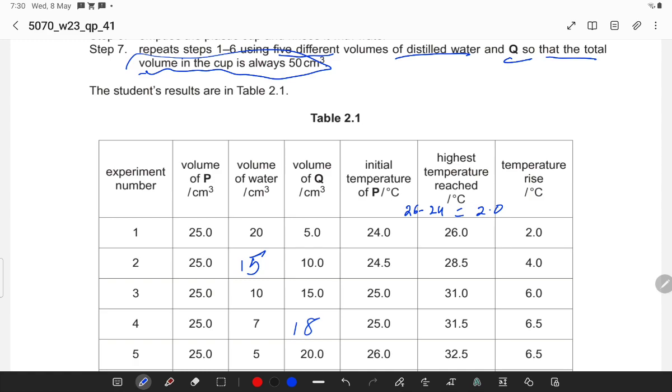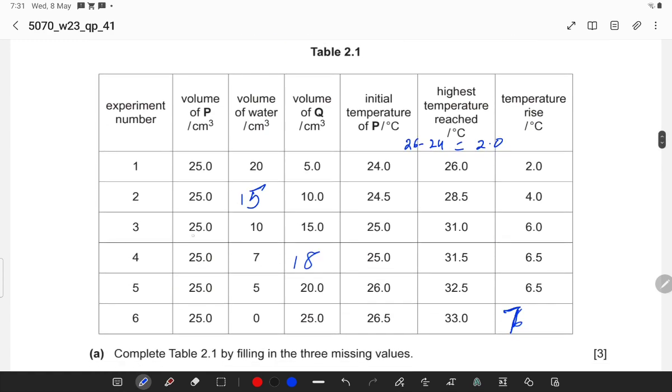So if it is blank, we fill it with 15, because 25 and 10 is 35, and 35 plus 15 is 50 cm³. Similarly, 25 cm³ of P, 10 cm³ of water, and 15, 25, 10, 35, and 15, 50. So all volumes should be equal to 50.